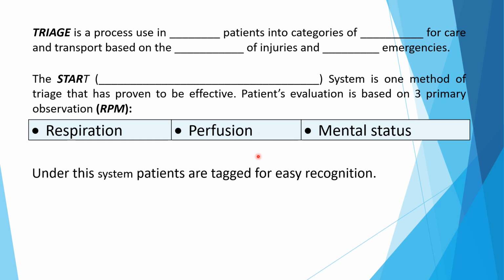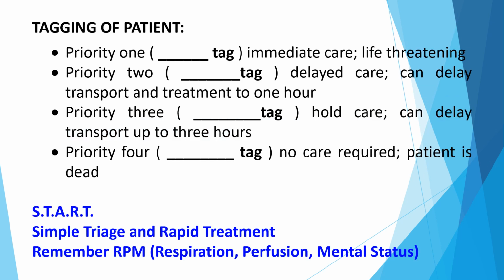Patient evaluation is based on 3 primary observations, RPM: respiration, perfusion, and mental status. Under this system, patients are tagged for easy recognition. So we have the tagging here. Priority 1, we have the red tag. And then priority 2, we have the yellow tag. So red tag is immediate care, which is life-threatening. Yellow tag, delayed care, can delay transport and treatment up to 1 hour. Priority 3 would be green, hold care, can delay transport up to 3 hours. While priority 4 is your black. No care required, patient is already dead.